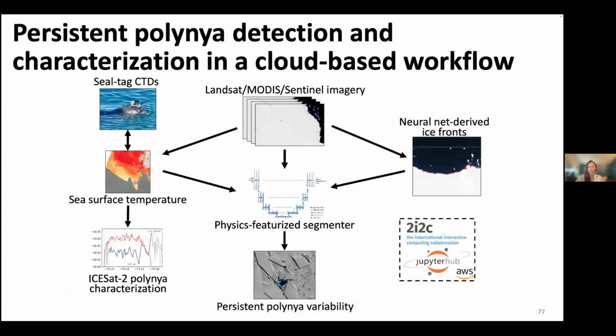And this is an overview of all of that work put together, sea surface temperatures and the ice fronts being pumped into the physics feature ice segmenter to get persistent polynya variability. But before I close, what I'd love you to notice here is this box over here on the right. We are collaborating with 2i2c, which is an international interactive computing collaboration, who has stood up a JupyterHub for us to work in the cloud.